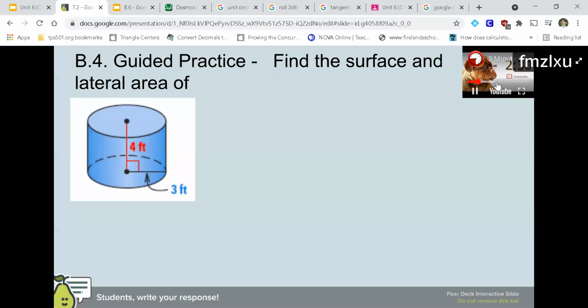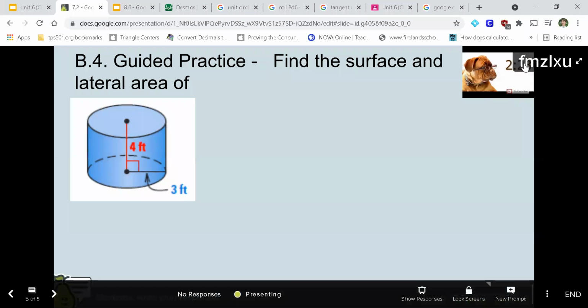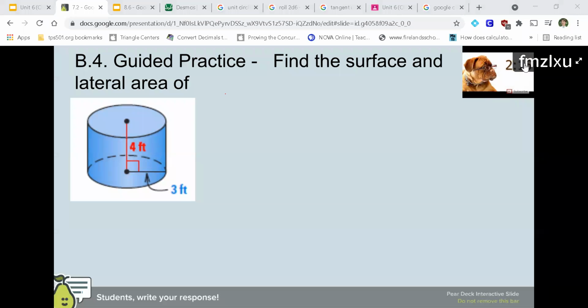That works. Yeah, surface area is 3. No, that's the radius, right? Radius. Radius is 3, because the whole thing is 6. That's right. There you go.